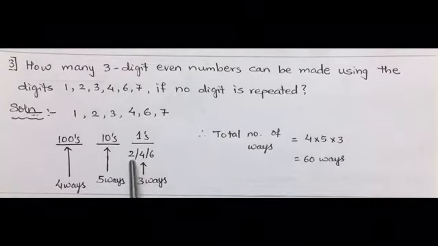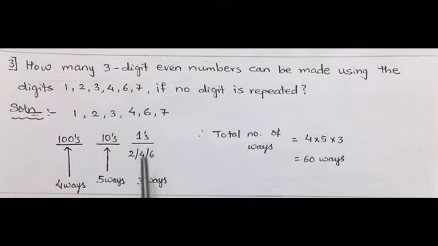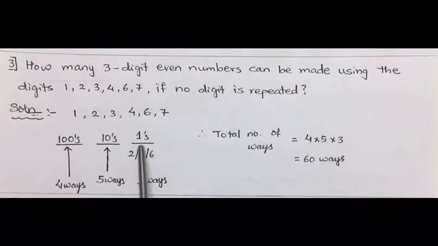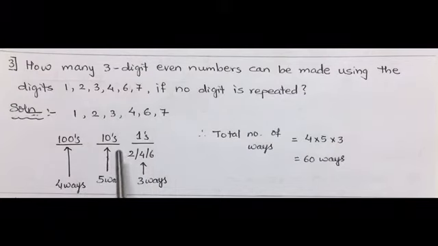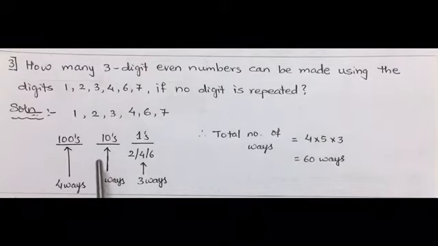It is restricted that only 2, 4 and 6 can be written here, no other number. So we have got 3 alternatives, so 3 ways the ones place can be arranged. Now for the remaining 2 places, out of 6, we have 5 numbers left. So the tens place can be arranged in 5 ways.